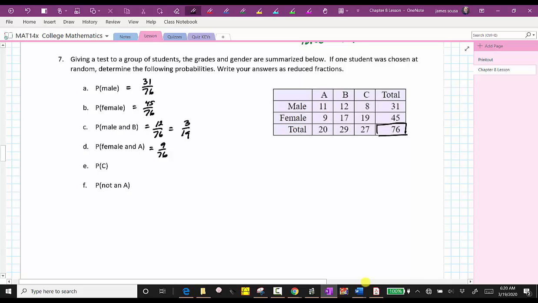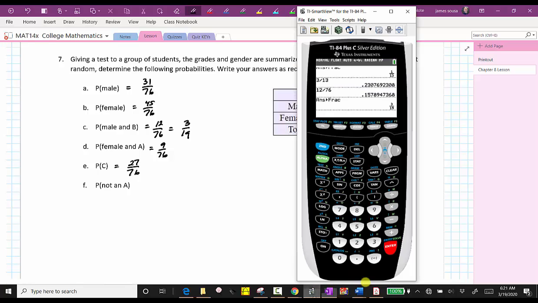For part E, we want the probability if one student is selected, the student had a C. So looking at the column for C's, it does not indicate which sex or which gender. So there are a total of 27 C's out of 76. The probability is 27/76, or 27 divided by 76, which I don't believe simplifies. Let's check it. 27 divided by 76, enter, math, enter, enter. We get the same fraction back, which verifies it does not simplify.